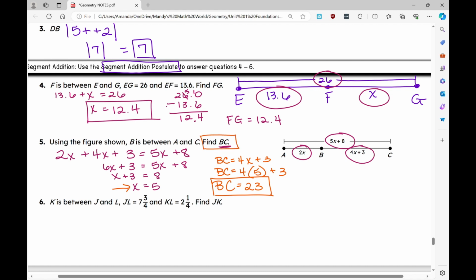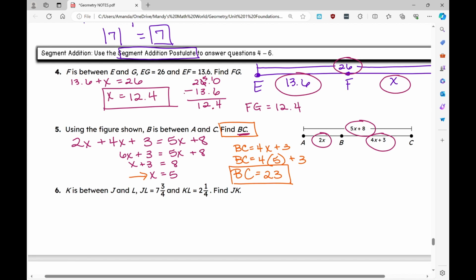Let's move on to problem number 6. This one we've got some mixed numbers here. So point K is between point J and point L. The length of JL is 7 3/4, and the length of KL is 2 1/4. Find JK. Okay, so let's draw our picture. So we know that we have segment JL, right? And it doesn't really matter if things are to scale. We just know that K is between points J and L on this segment.